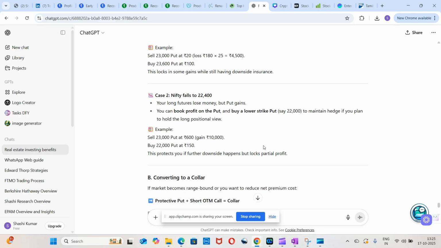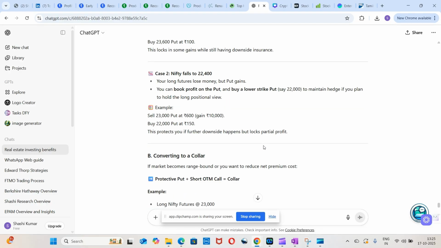But if your view has changed, then you exit the position. Okay, that's what you do. Or you can just hold the put like that, and you can exit the futures position if you feel the market is going to go down.